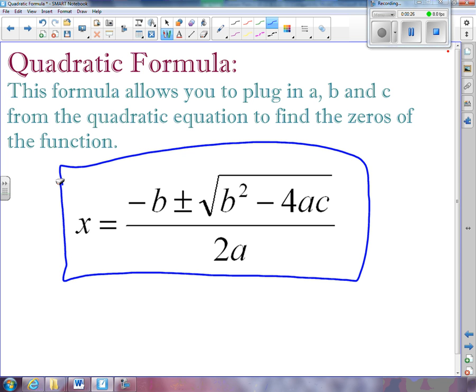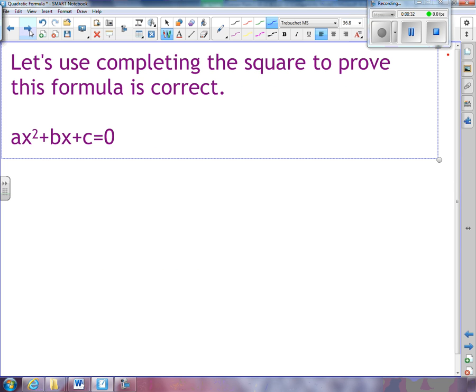I will burn that into your brain by the end of the chapter, so make sure that you just remember it and memorize it now. So now I thought that it would be fun if we completed the square to prove this formula, show you where this formula came from. So I would suggest that you write this down and pay attention because I am planning on making this an extra credit question on your next test.